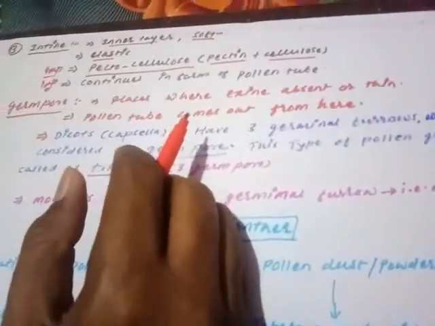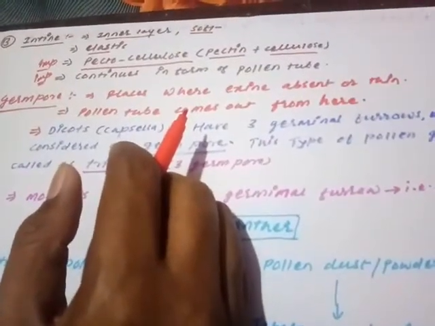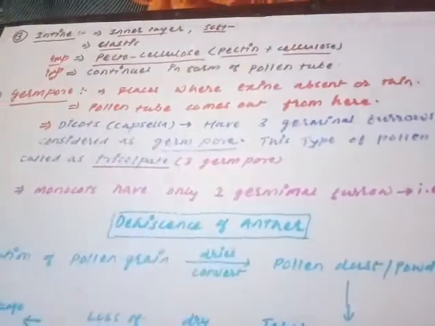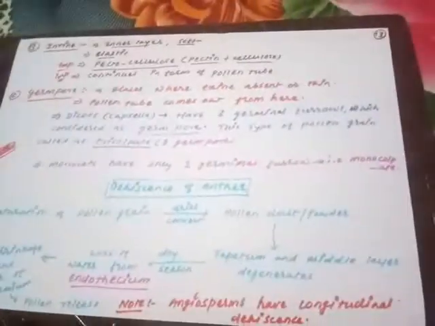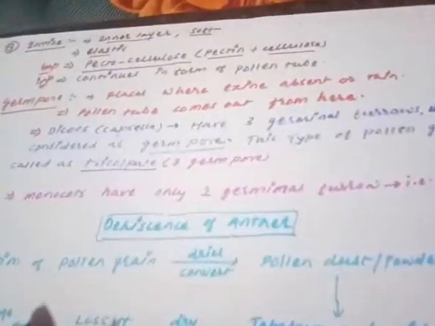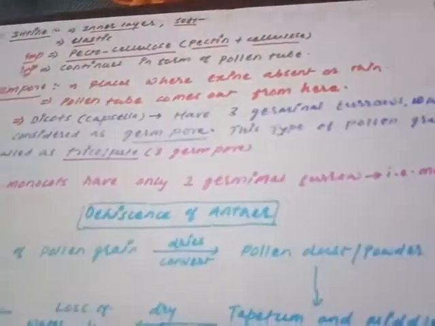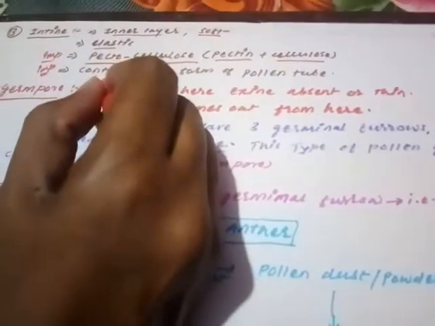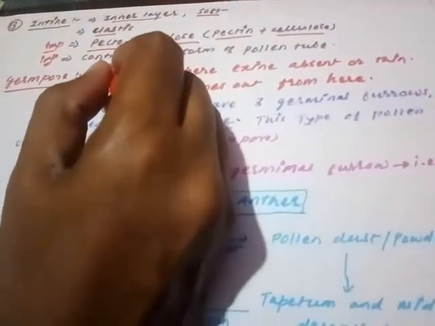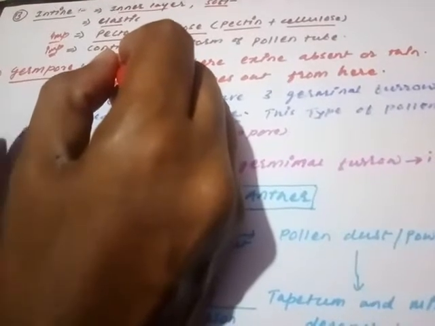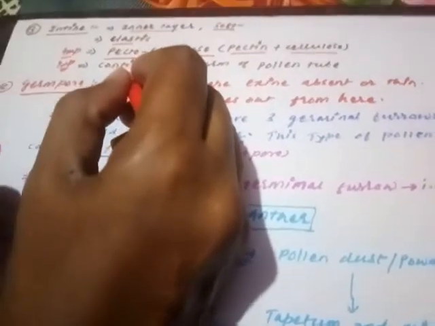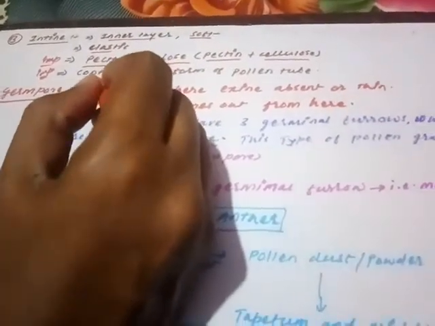But what is the role of intine? The intine is responsible for the development of the pollen tube. Are you getting my point? In that pollen tube only, the formation of the male gamete occurs, which we'll discuss in the next lecture. So is it clear to you all? Remember, exine is protective in nature and intine is important for the development of the pollen tube. Is it clear to you all?